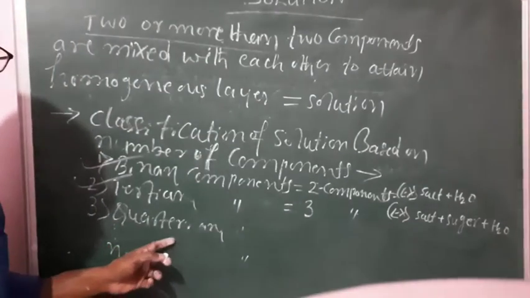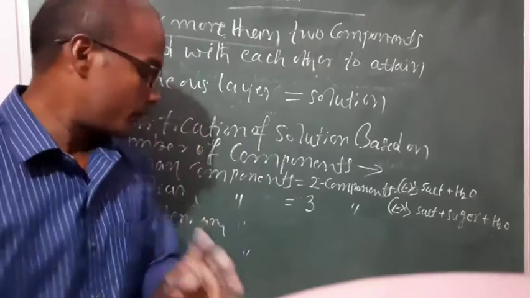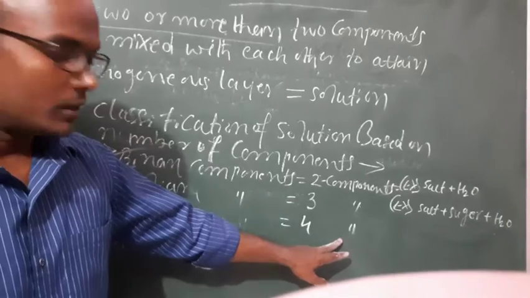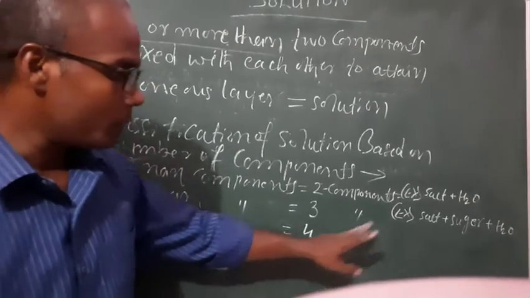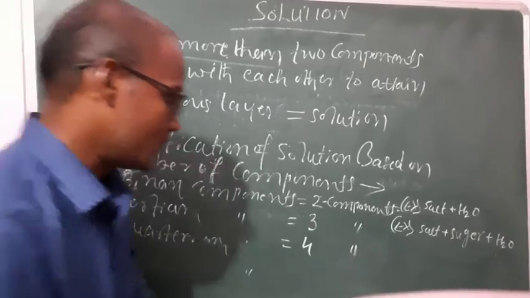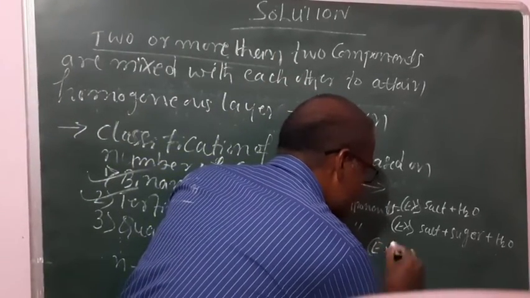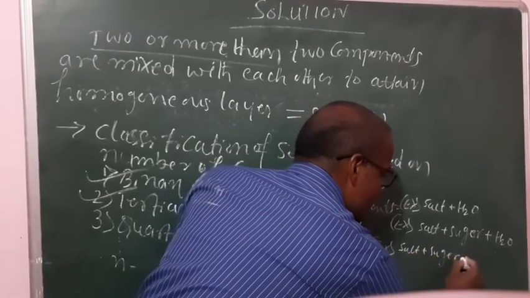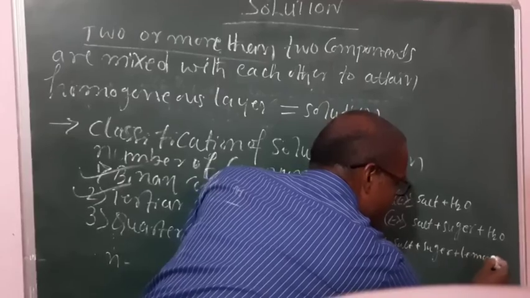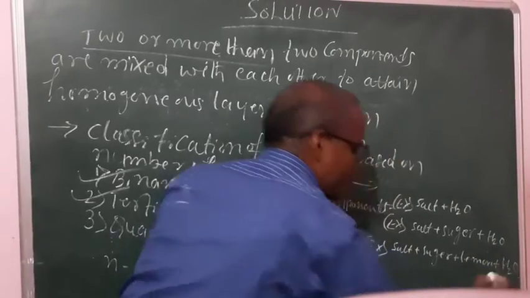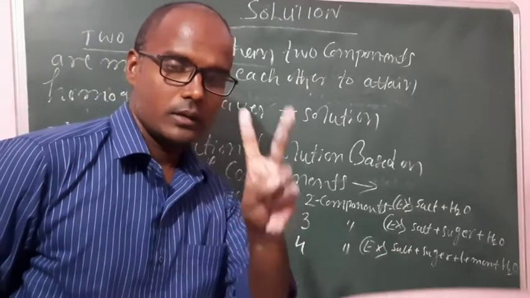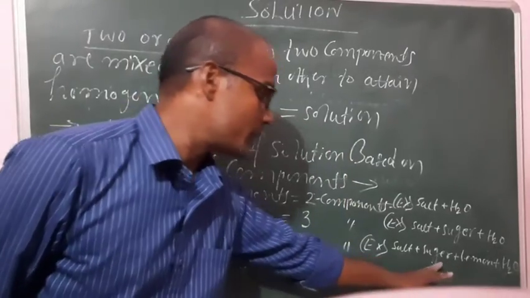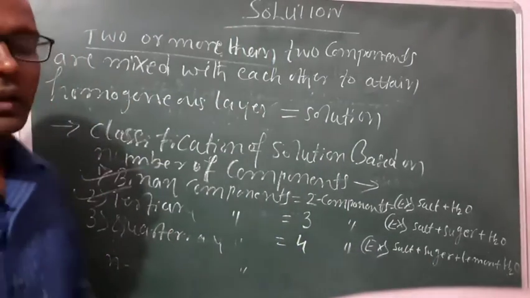So tell me, what are quaternary components? Quaternary means four. Quaternary means four components. The four components used to prepare a solution, that we call quaternary components. So example of quaternary components, friends: salt plus sugar plus lemon plus water. Salt, sugar, lemon and water. By using four components, we prepare the solution. So that we call quaternary components.